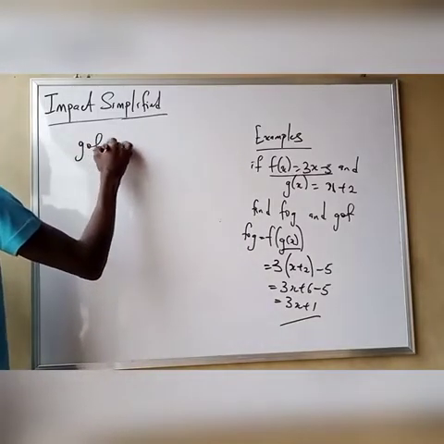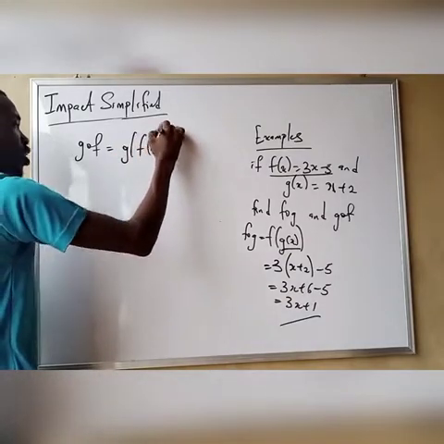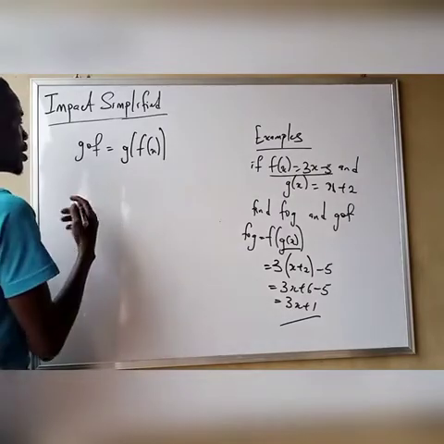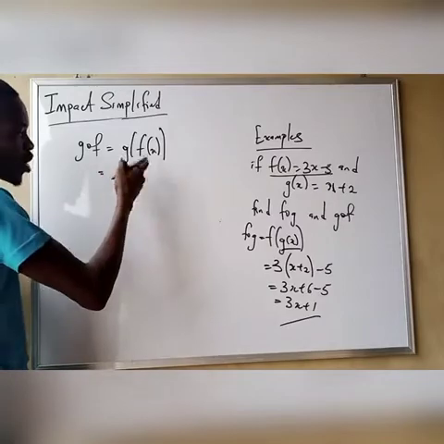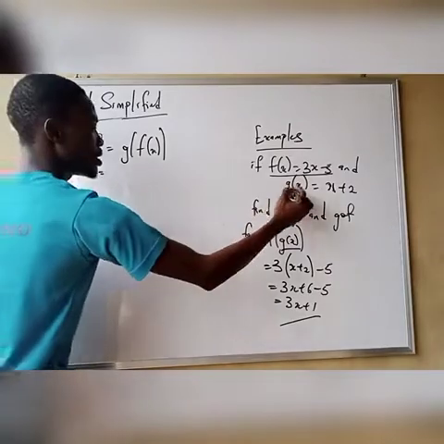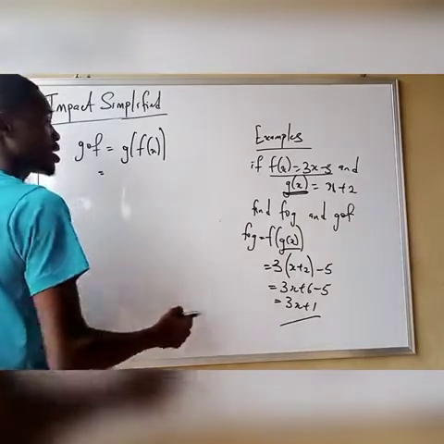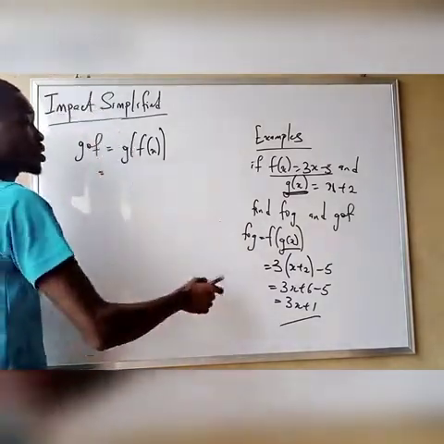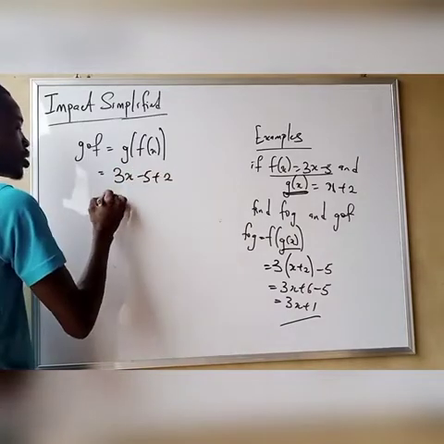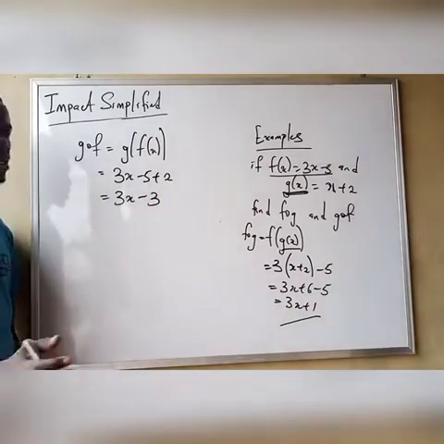Now let's look at this. We are talking of gof. What is the meaning of gof? gof simply means g of f of x. We will insert our f of x inside g. So the major function is our g of x. That means anywhere we are saying x, that x simply means our f of x. That will give us 3x minus 5 plus 2. And if we solve this, we have 3x minus 3. Do we get that? It's simple.